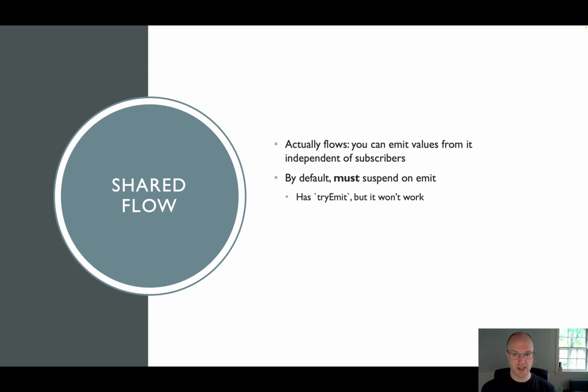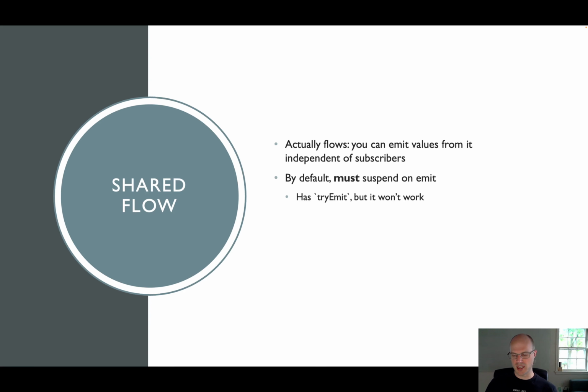Especially confusing is that a shared flow does have a method called tryEmit, which is not suspending. And if you read the documentation for it, it basically says, oh yeah, if you have a subscriber, emit the value to them. If you don't have a subscriber, it will fail because there's no one available to get the value. The caveat here is that because it's not suspending, by default, tryEmit will always fail, even if you have subscribers. That's the really confusing thing.